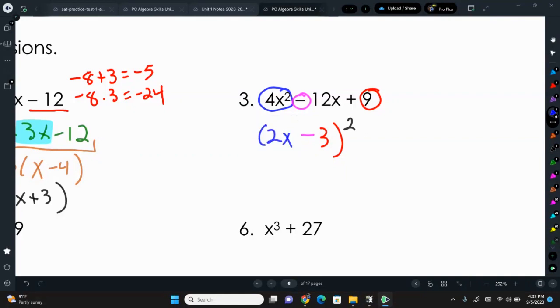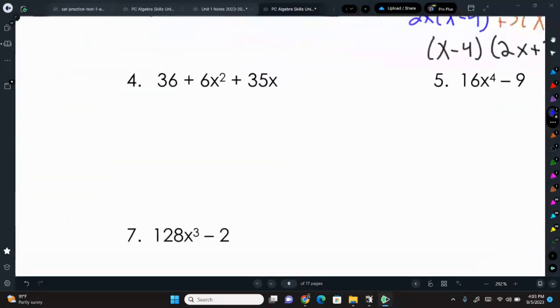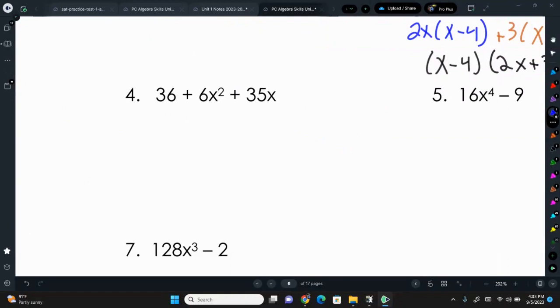Okay. Example number 4. Number 4 is not written in standard form, so it might be easier to rewrite this as 6x squared plus 35x plus 36. Okay. So now I'm going to ask myself, is there a greatest common factor, a GCF? Nope, there's no GCF. I can't factor a number out of everything.